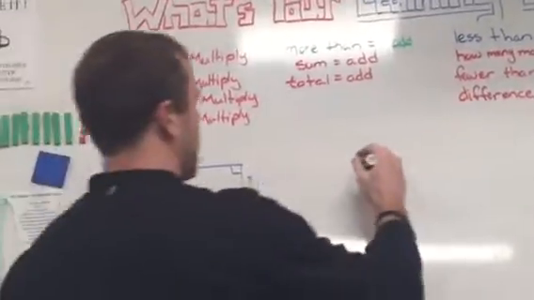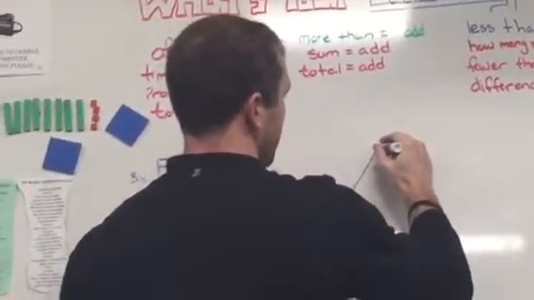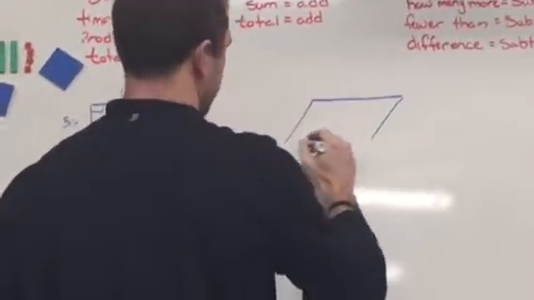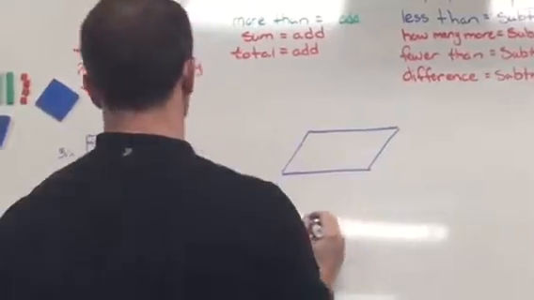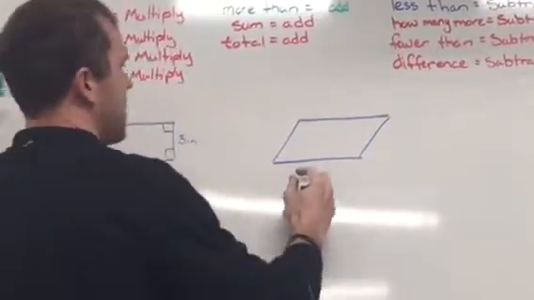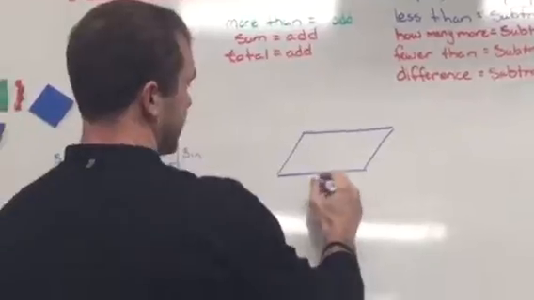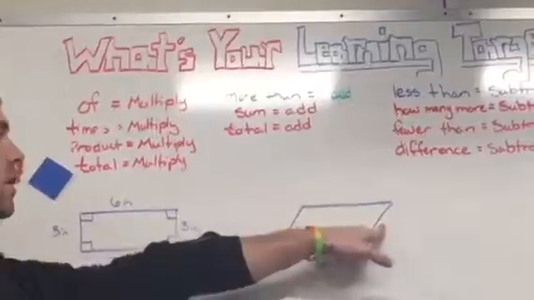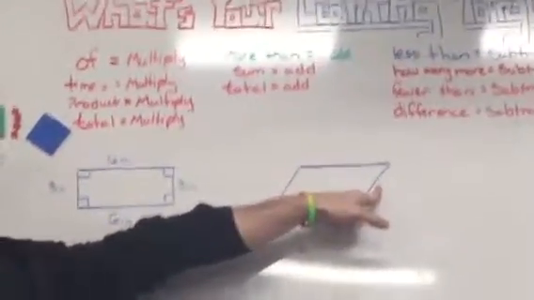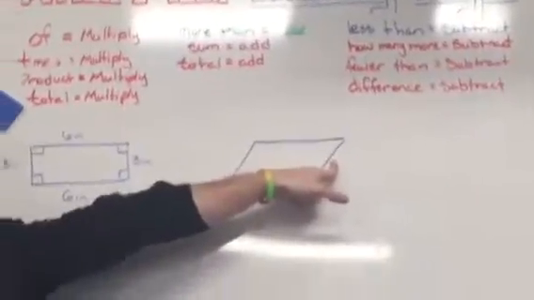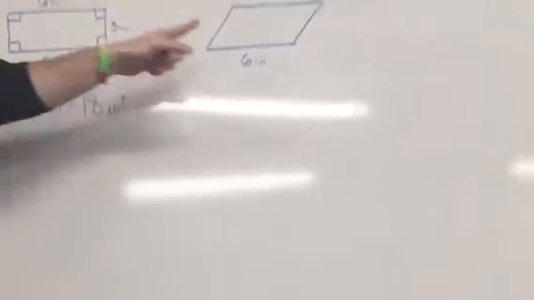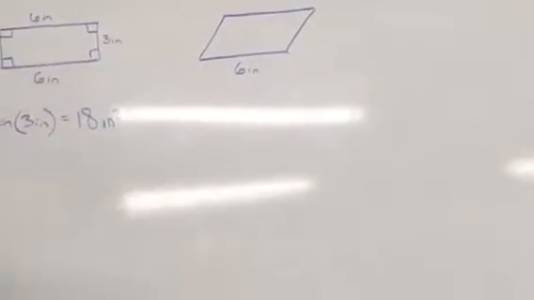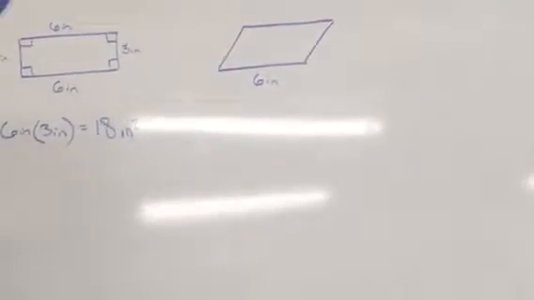Now let's move on to a trapezoid. Or not a trapezoid, excuse me, a parallelogram. Pretty close. Alright, let's say that this base is still 6 inches. How long is this line? 4. Compared to your rectangle, how long do you think this line is?